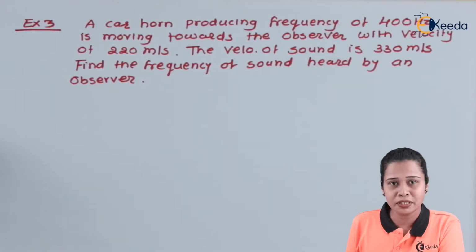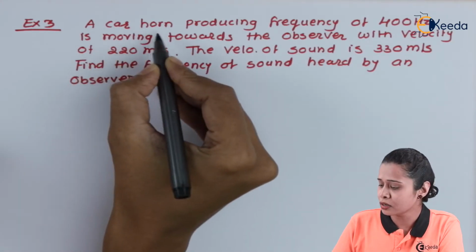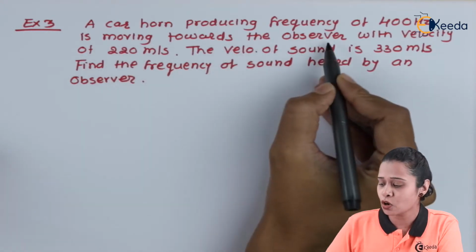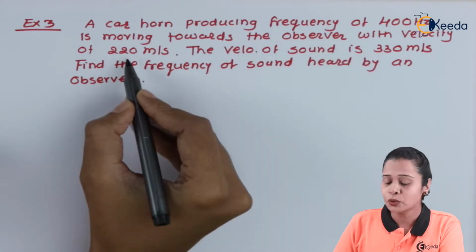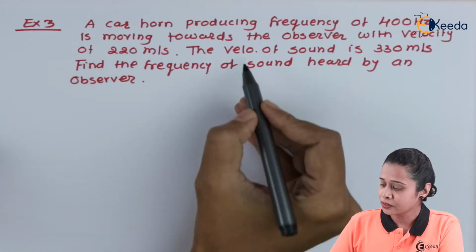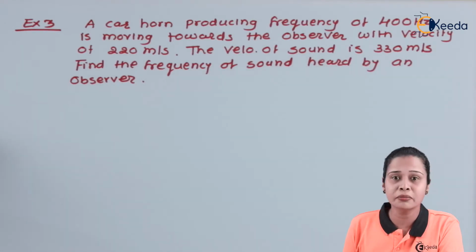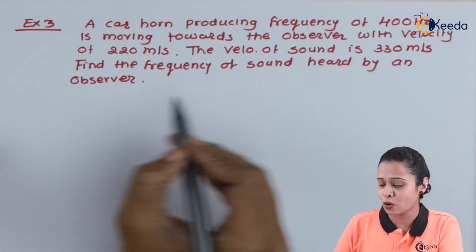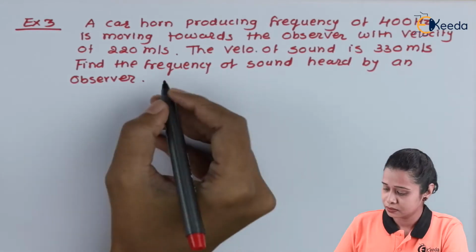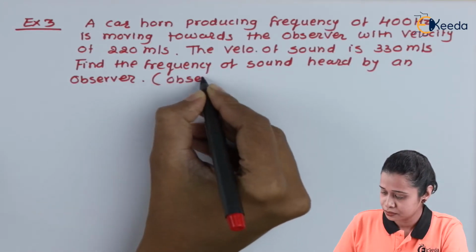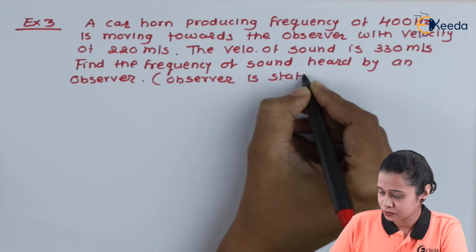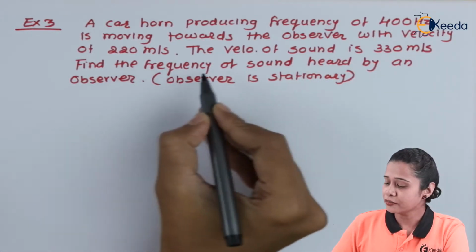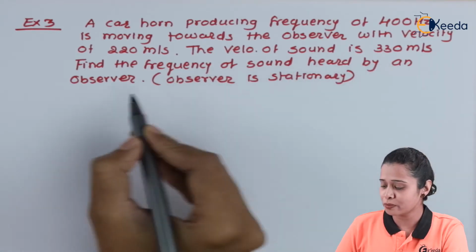Now in numerical number 3 we have a car horn producing frequency of 400 Hz, moving towards the observer with velocity 220 meter per second. The velocity of sound is 330 meter per second. Find the frequency of sound heard by an observer. Given is observer is stationary.